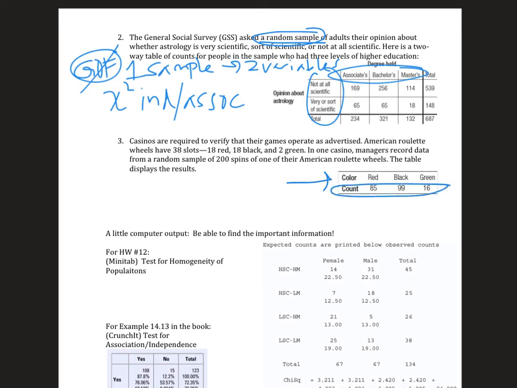So casinos are required to verify their games operate as advertised. American roulette wheels have 38 slots, and so on. In one casino, managers record data from a random sample of 200 spins, and this would be a chi-squared GOF, which feels like years ago that we did it, because this is one sample and one variable.